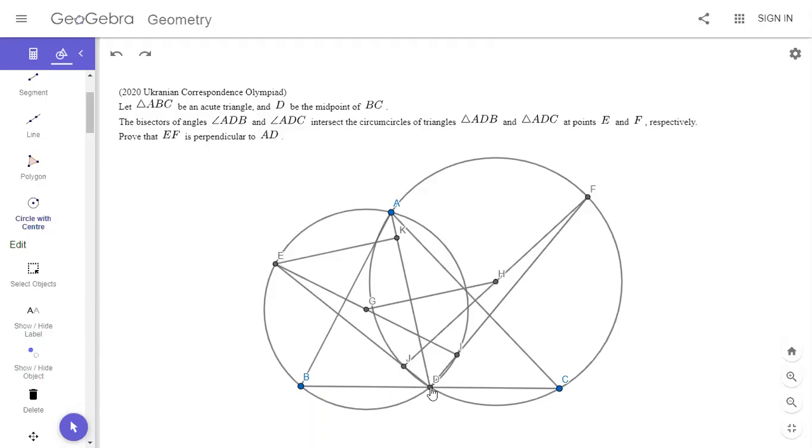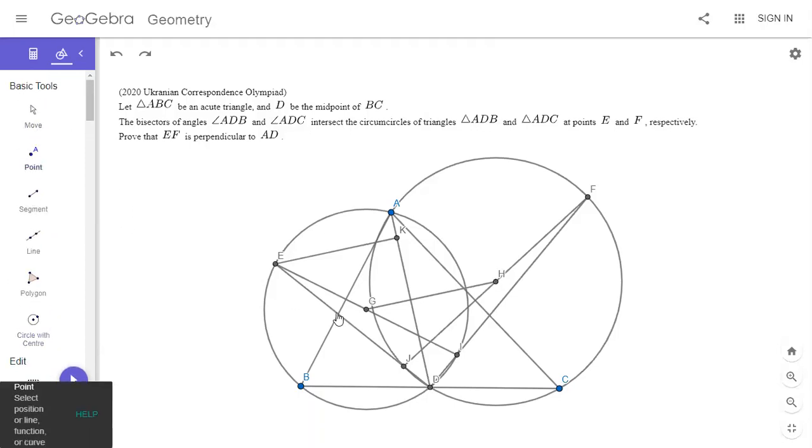EBD. Which is, so EBD, that's half ADB. Let me draw these points here.